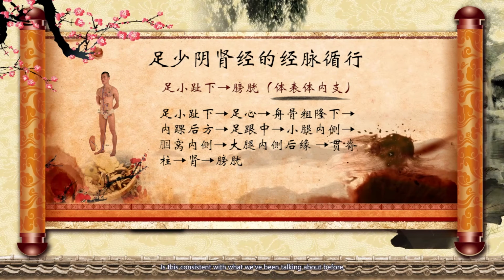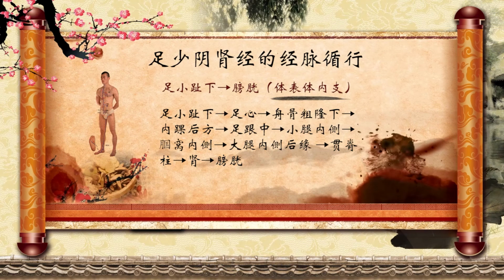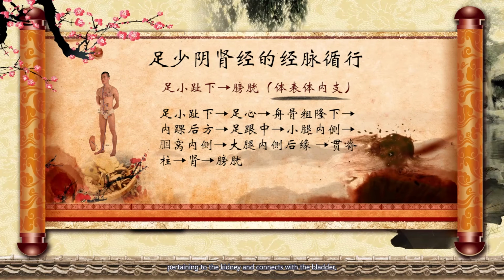Is this consistent with what we've been talking about before, with the foot Shaoyin meridian running along the medial side of the posterior margin of the lower extremity, and then through the spinal column? That is the time to go into the body, pertaining to the kidney and connecting with the bladder. This is the first branch.